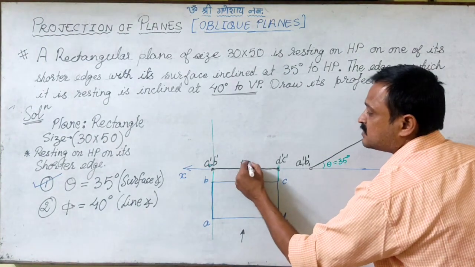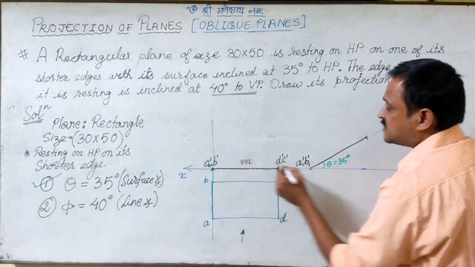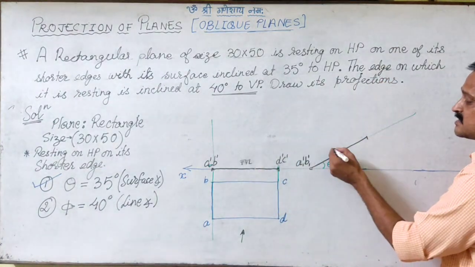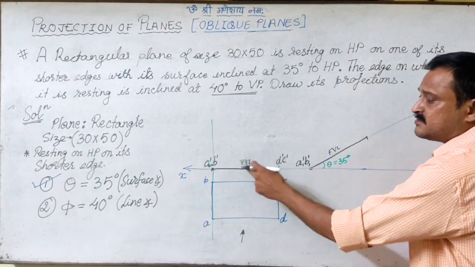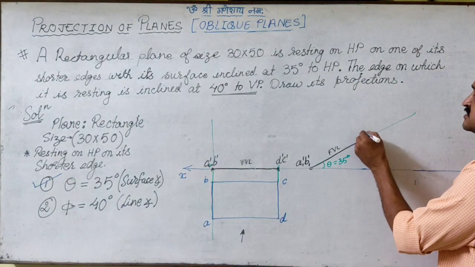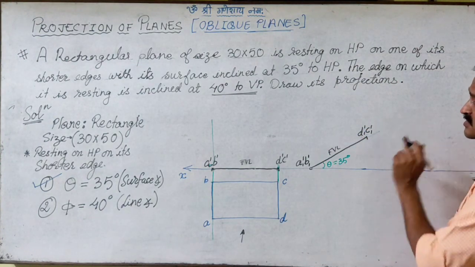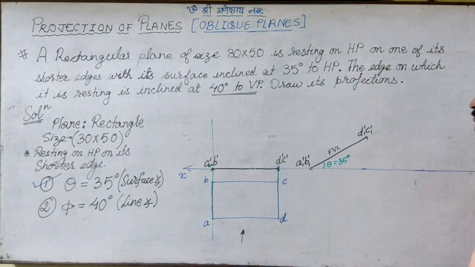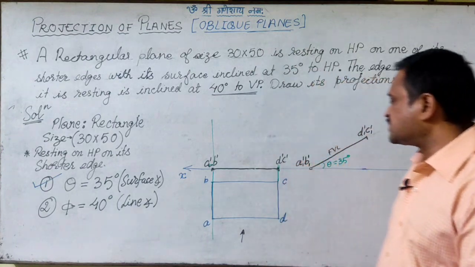This front view length of the trace is the same as the front view length of the trace, right? We don't need to write this in the drawing, this is just for understanding. So this is D1 dash C1 dash. So we have got the first condition, right?